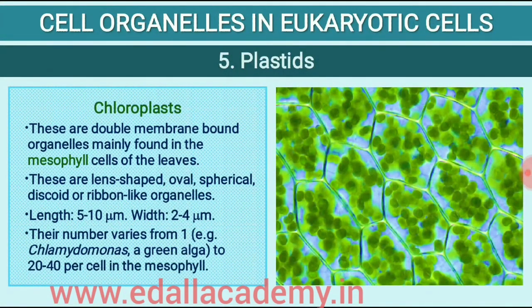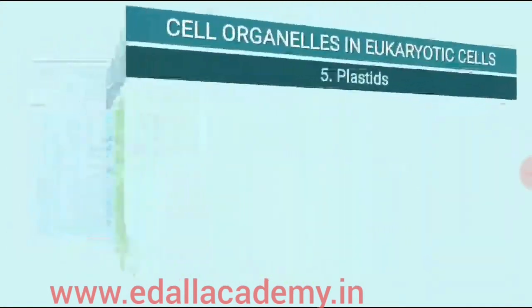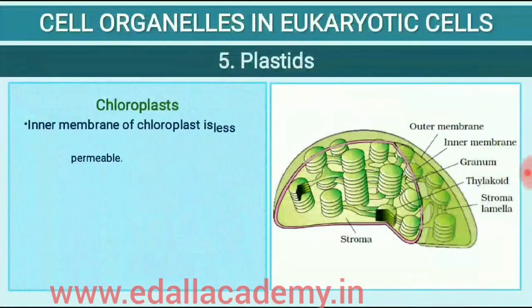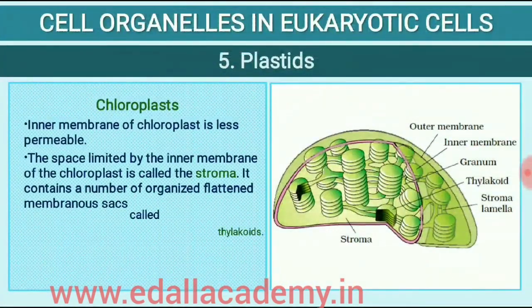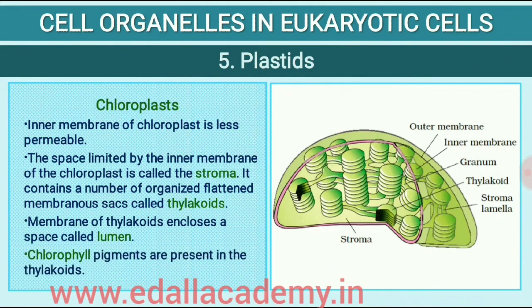These are lens-shaped, oval, spherical, discoid or even ribbon-like organelles having variable length, 5 to 10 micrometers, and width, 2 to 4 micrometers. Their number varies from 1 per cell of the Chlamydomonas, a green alga, to 20-40 per cell in the mesophyll. Like mitochondria, the chloroplasts are also double membrane bound. Of the two, the inner chloroplast membrane is relatively less permeable. The space limited by the inner membrane of the chloroplast is called the stroma.